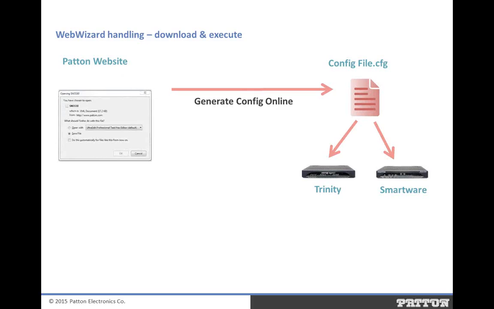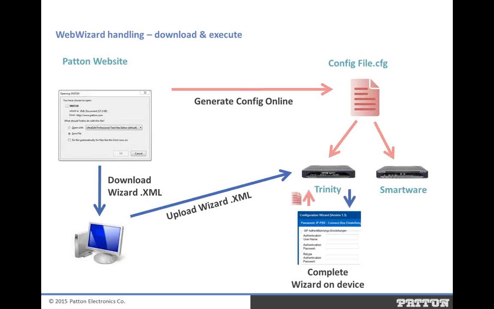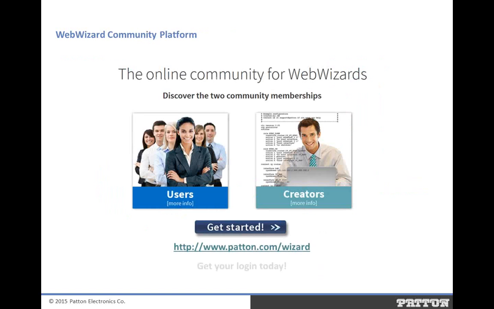Then the other option we offer is for anyone to download that XML wizard file, upload it to any Trinity device, and from there generate a config for that Trinity device. So these are the options and an overview of how to use the wizard XML file. And I think now it's time to give you some more information about this community platform, where Tanya will walk you through this in more detail.